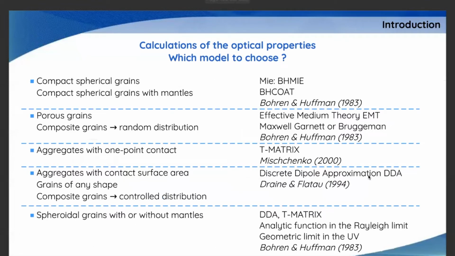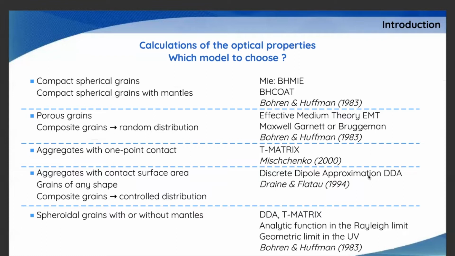So the non-trivial step is which model do I choose to calculate my optical properties? So here I put a few. Of course, it could be twice longer. This is just a table I give to students when they come for a training period with us. So here I have a list. If you want to make a compact spherical grain, what can you do? Well, you can do theory. If you want to put a mantle, you can use the method which is called BH coat, and you will find the recipe in Bohren and Huffman.